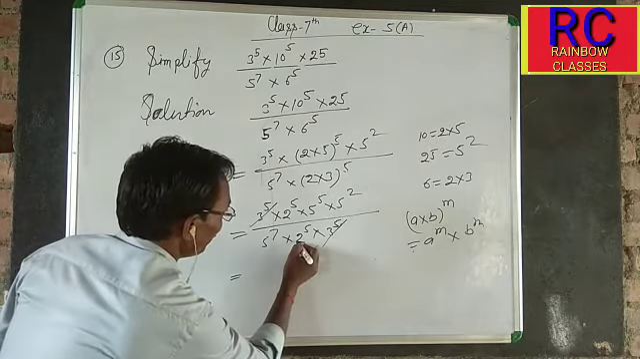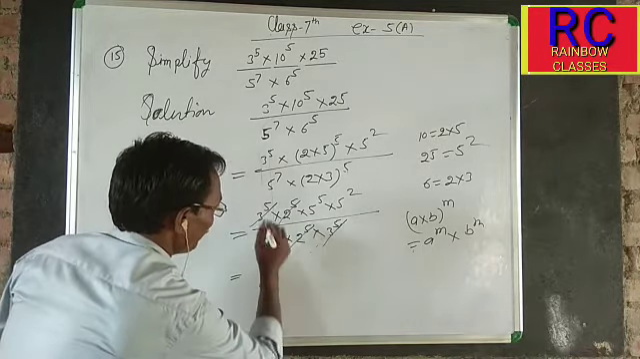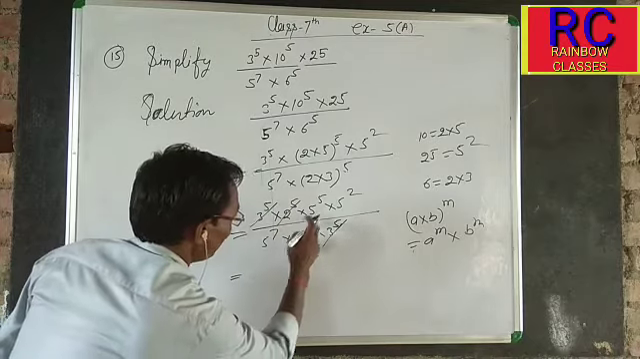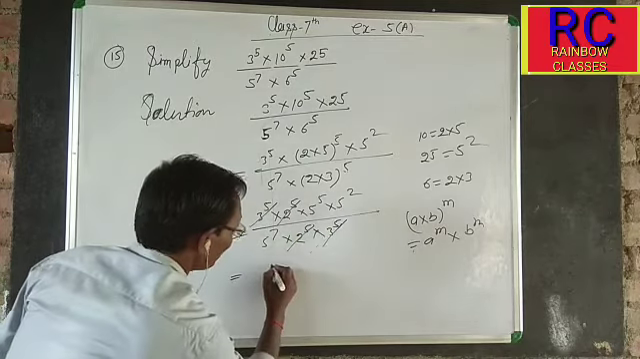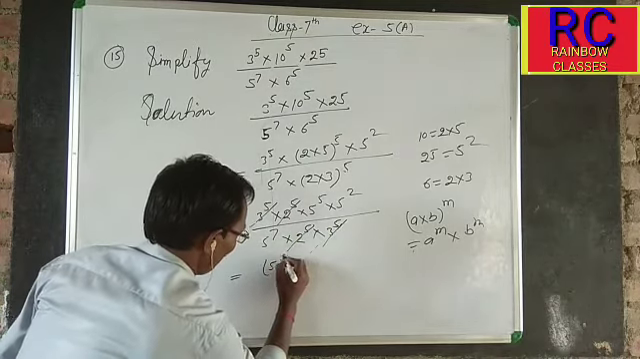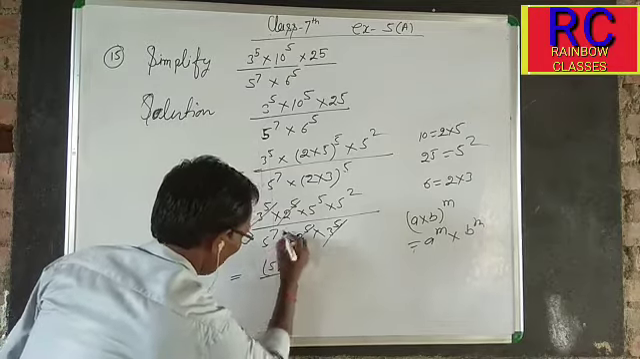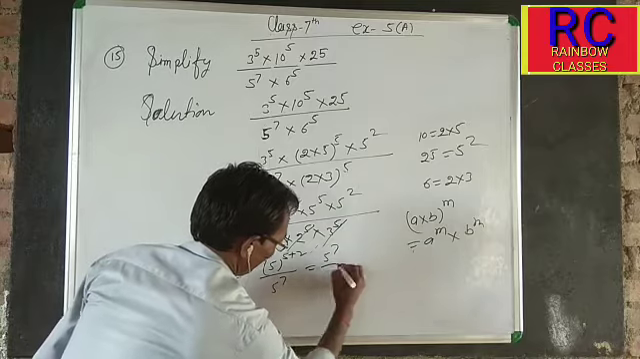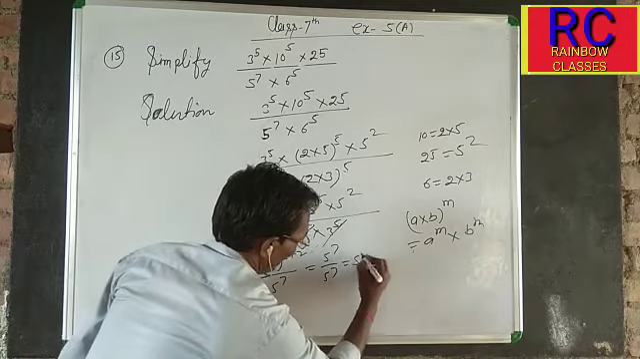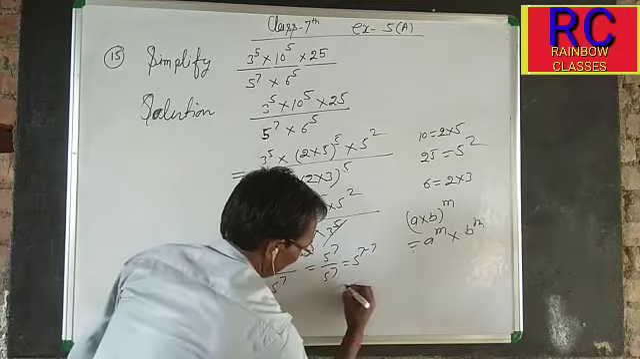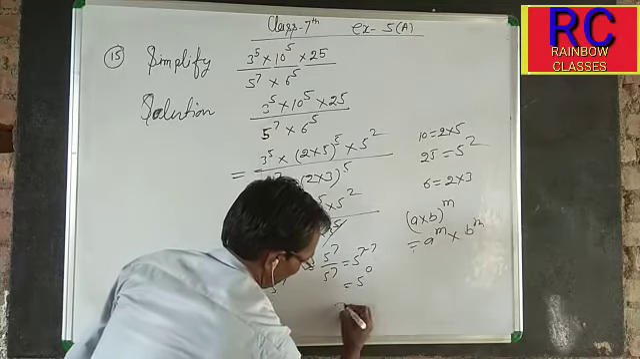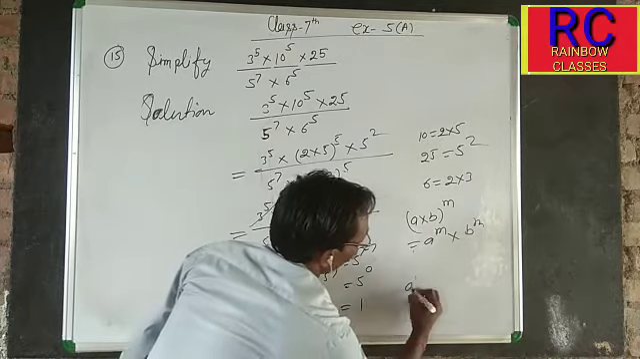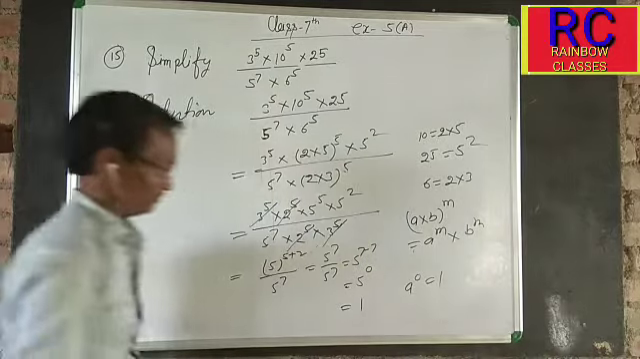And 2 to the power 5 cancels, and 5 plus 2 gives 5 to the power 5 plus 2 by 5 to the power 7, and 5 to the power 7 by 5 to the power 7 is 5 to the power 7 minus 7, which is 5 to the power 0, equal to 1, and a to the power 0 is equal to 1.